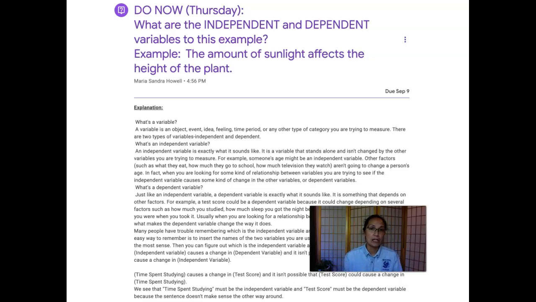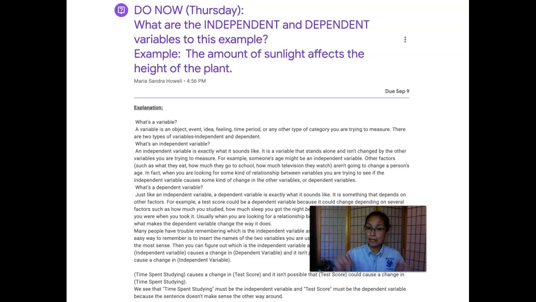So what is a variable? A variable is an object, event, or idea, or a feeling, or a time period, or any other type of category that you are trying to measure. There are two types of variables: an independent variable and a dependent variable.